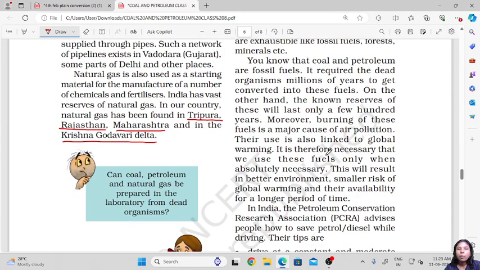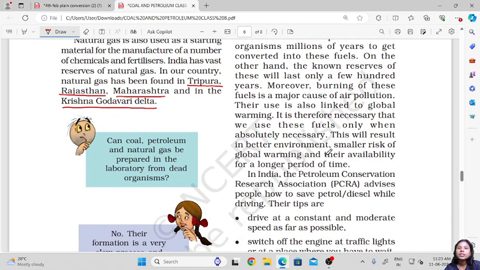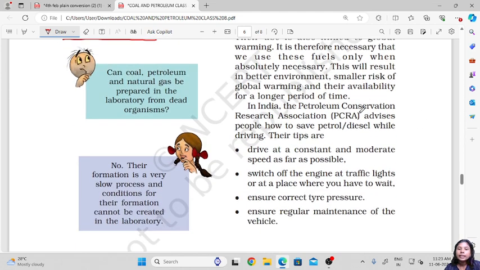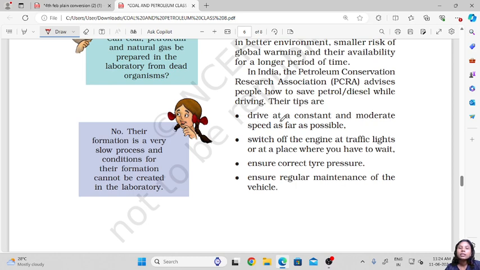So it is very important that we use these resources in limited amounts, and only when it is very necessary. Otherwise, we should restrict ourselves and save this for sustainability. In India, the Petroleum Conservation Research Association advises people how to save petrol and diesel while driving. So here they have given some tips on how to save petrol and diesel while driving or riding.